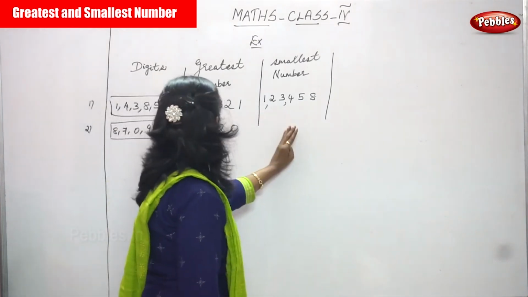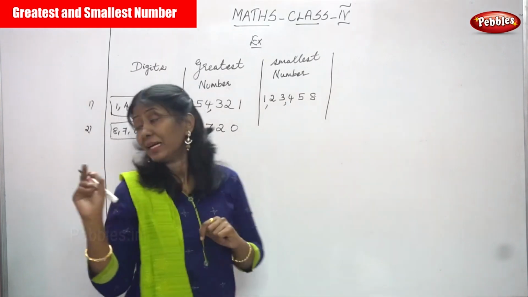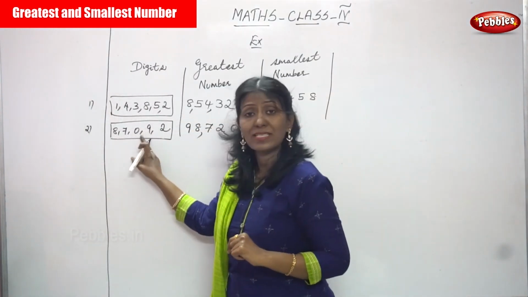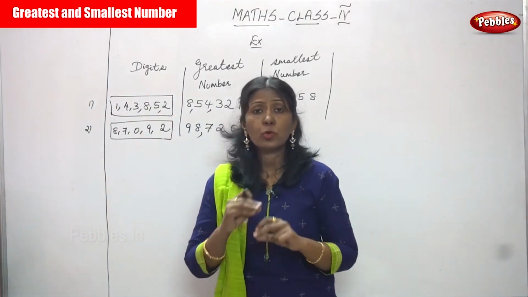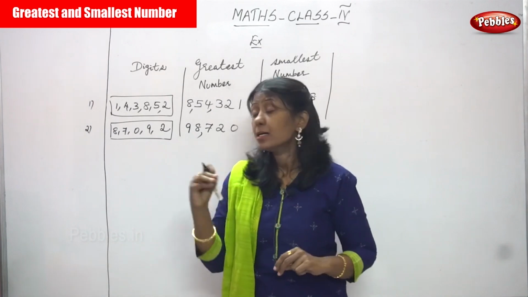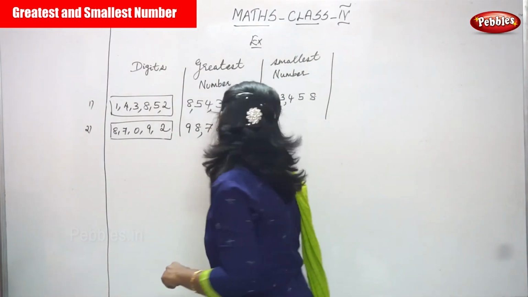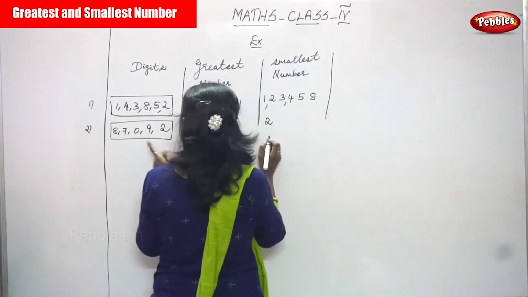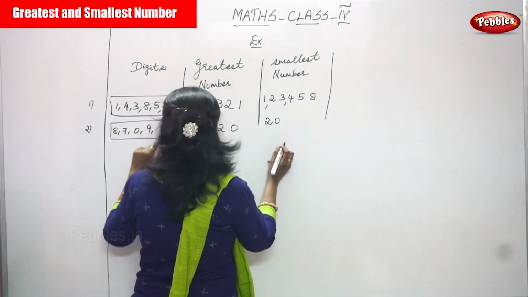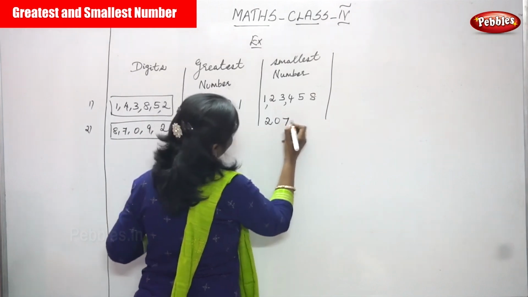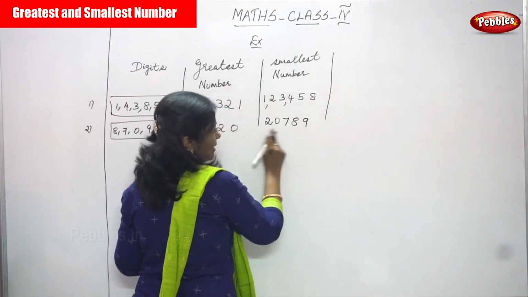Now you move on to the smallest number. In this box, which one is the very smallest number? 0. But you should not start with 0, because if you start with 0, you can't form the number properly. So the next smallest number is 2. So you start with 2. First you write 2, the next one is 0. Then after that, which one is a bigger number? That is 2, 0, next is 7, next is 8, and the last one is 9. This is the very smallest and this is the biggest.